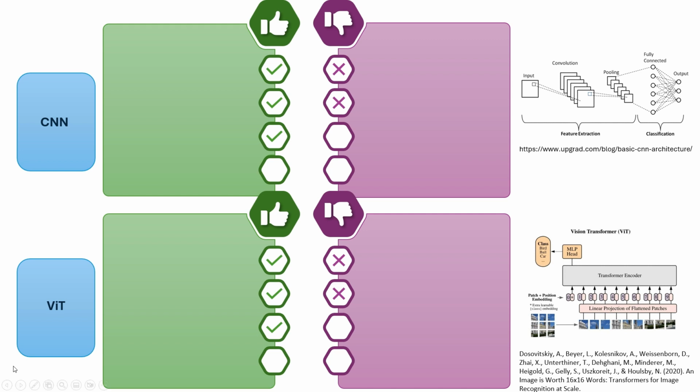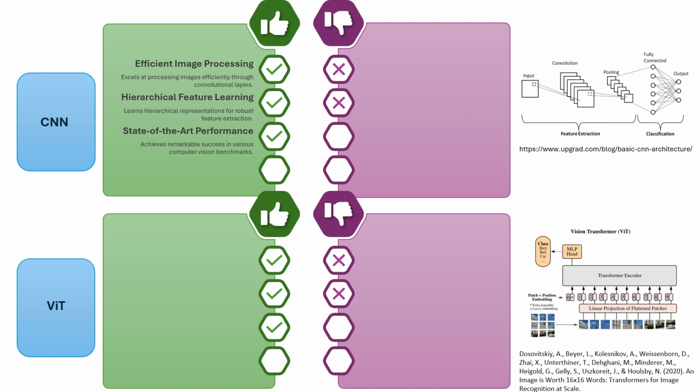Regarding CNN, it excels at processing images efficiently through convolutional layers. It also learns hierarchical representations for robust feature extraction. And as we all know, CNN has performed impressively in many benchmarks. The disadvantages of CNN are the limited global context understanding. Also, it requires many parameters, which leads to increased memory usage and longer training times.